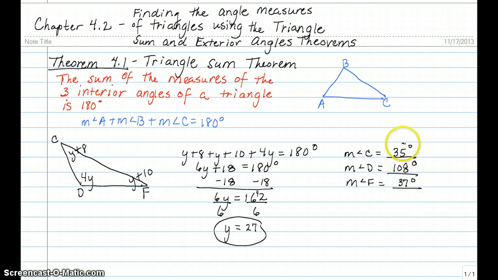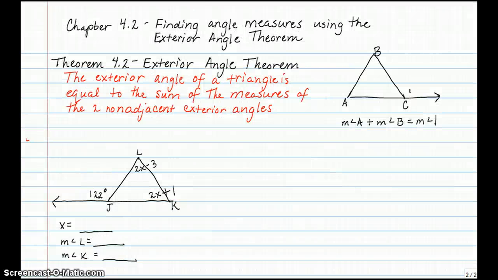If you were to add all of these up, 35, 108, and 37, they would come up to equaling 180 degrees. So their sum equals 180 degrees. All right, now we're going to go on to the other theorem, theorem 4.2, which is going to be the exterior angle theorem. Okay, we're going to focus on this next part on, again, theorem 4.2, which is the exterior angle theorem.